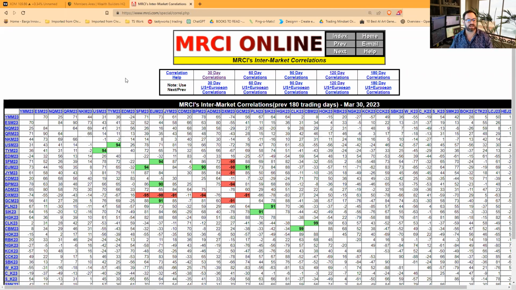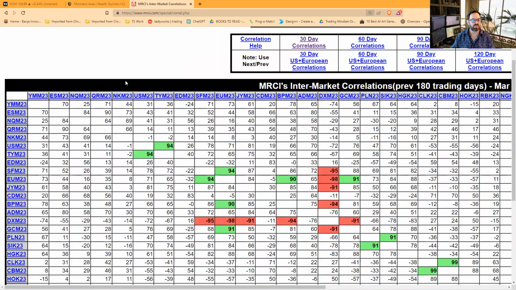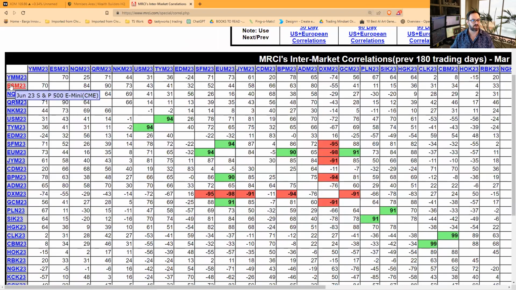Now, this is applied to futures, but obviously indexes and futures move pretty similar to each other as well as currencies. So the way you read this is, let's say I'm looking for something that positively correlates with the S&P. It shows you if you hover over the names which contract it is, June 2023 S&P mini. And as I look across, for instance, here we see that we have a 90% positive correlation between the S&P 500 and the Russell 2000. That's a pretty high positive correlation.